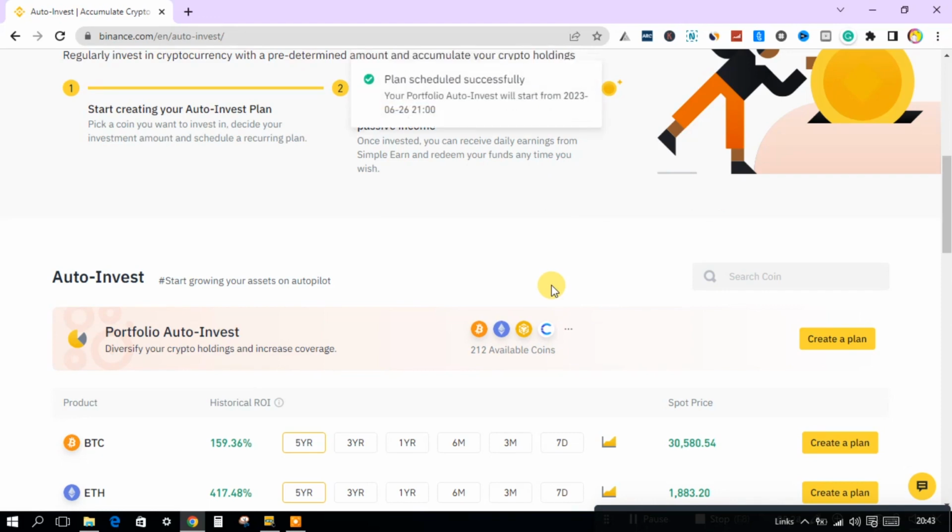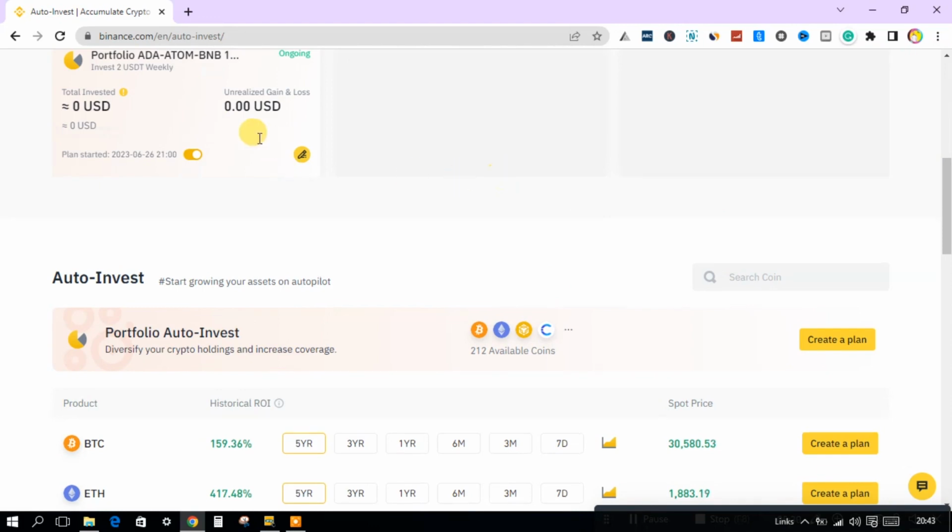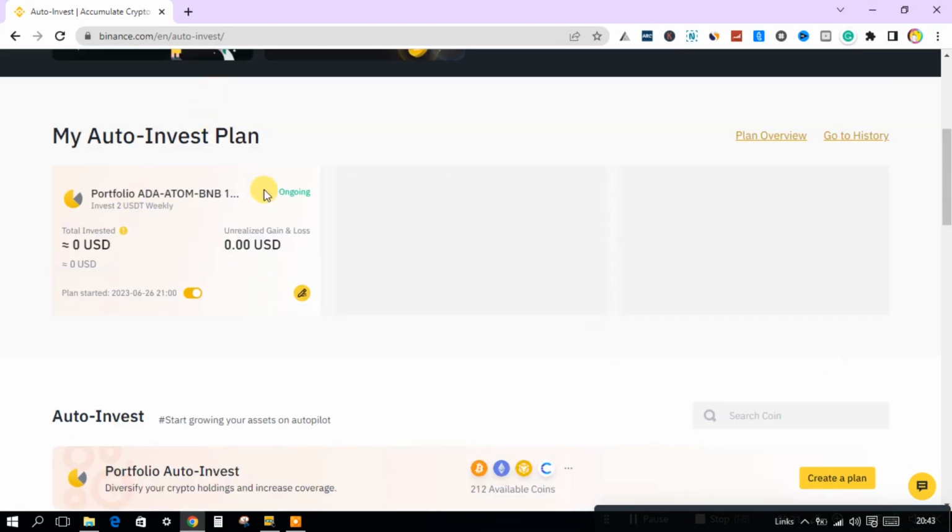After that you click on create, and it's going to create your plan. Because I don't have enough money in my account, that's the reason why you see 0 USDT over there. So it is being created successfully, but I did not deposit any money in my account. If I had deposited money in my account, this would have worked for me. So yes, that is that.